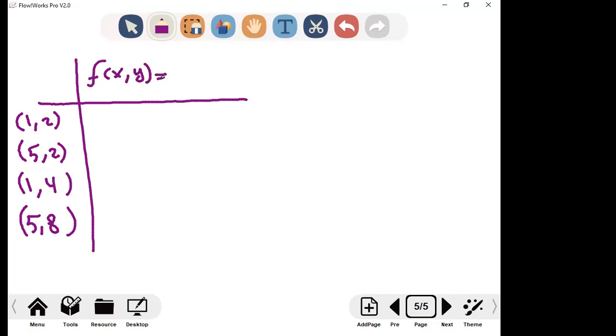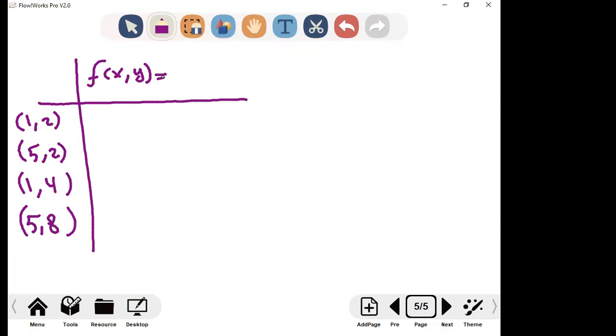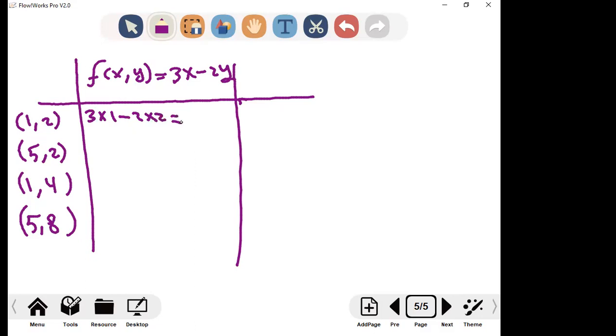Now what's the function? The function 3x minus 2y. Now substitute to know which one is the maximum and which one is minimum. Replace x by 1, replace y by 2. 3 multiply 1 minus 2 multiply 2 equal 3 minus 4, negative 1.